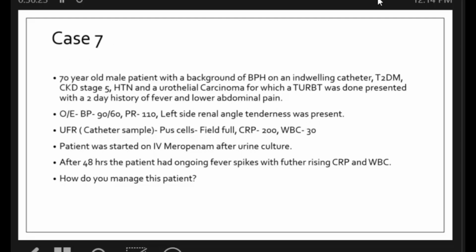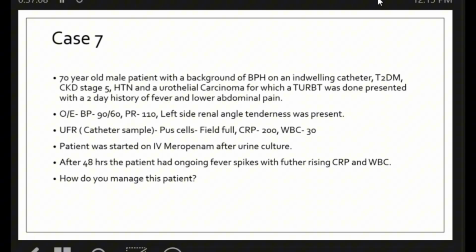This case highlights another emerging problem. Beyond ESBL-producing organisms, we come across a lot of patients with multidrug-resistant, even carbapenem-resistant E. coli. Now the emerging problem is a few cases of carbapenem-resistant E. coli. A 70-year-old male with a background of BPH on an indwelling catheter, diabetic, CKD stage 5, hypertension, and previous bladder carcinoma surgery, admitted with a 2-day history of fever and lower abdominal pain, presenting with low blood pressure, tachycardia, and left renal angle tenderness.